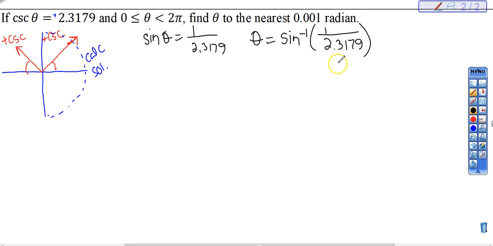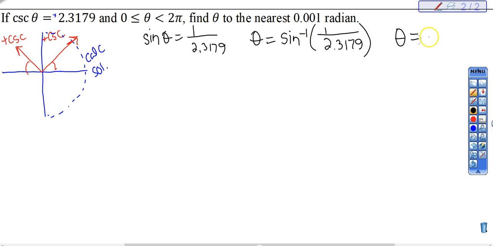A common mistake, someone will take the sine inverse, they'll do 1 over sine inverse of 2.3. Calculator will tell you that doesn't exist. Okay, so it's really important that before you take the inverse function, you rewrite cosecant as a sine. All right, so what do we get?